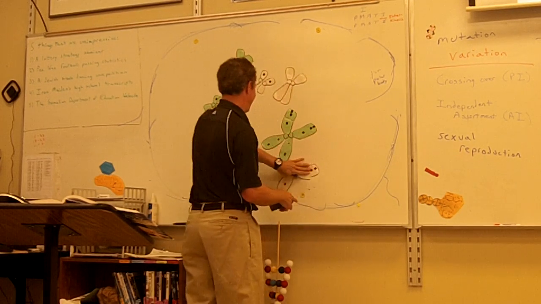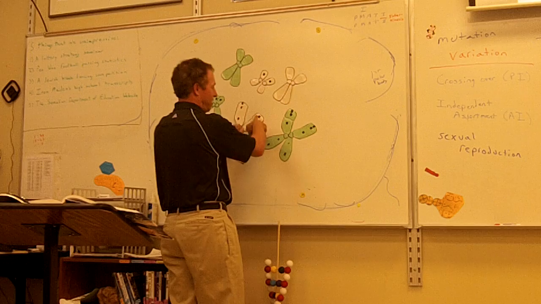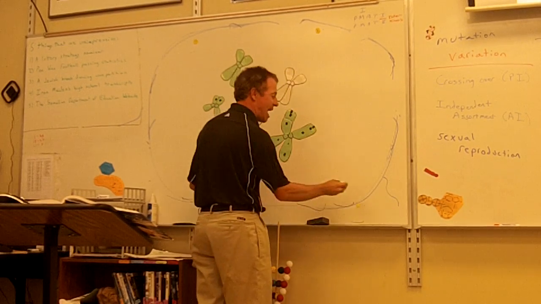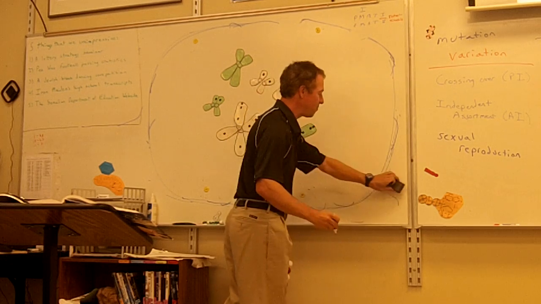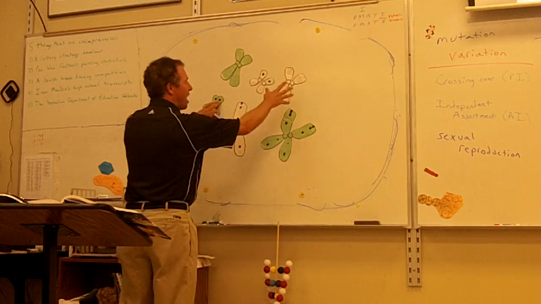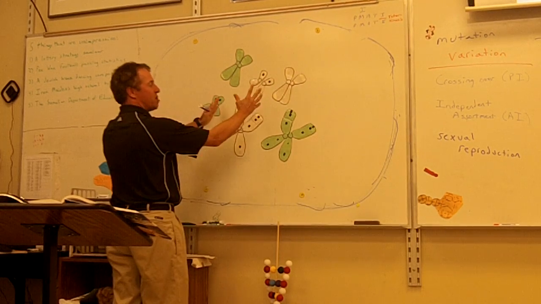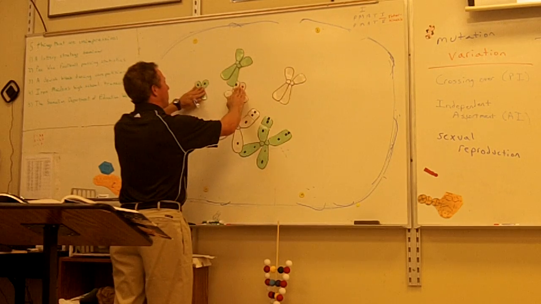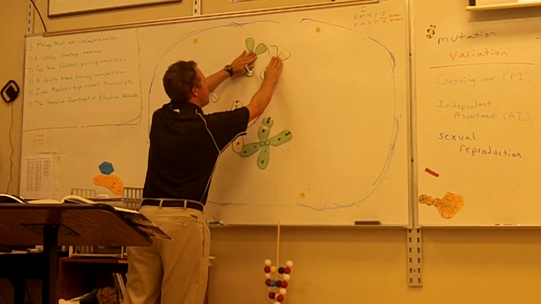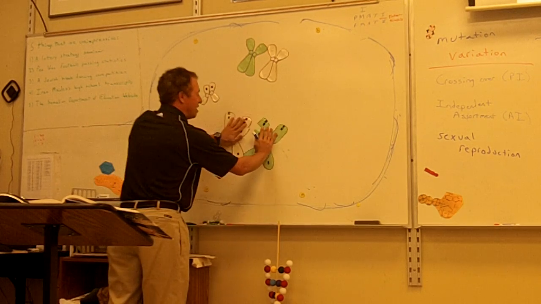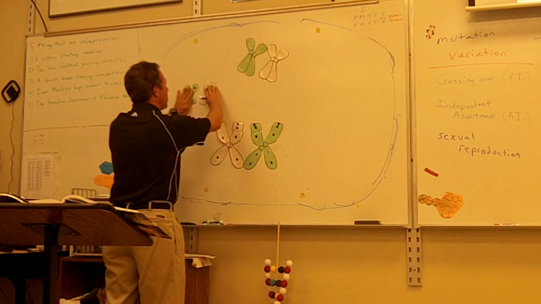Alright. Let's see some of the things that can happen. There's a mistake that sometimes happens in cells. It's called non-disjunction. Let me show you a non-disjunction. Here we have the chromosomes during prophase. They pair up with their homologous pair. And then they get in the middle. Everything's going good so far.